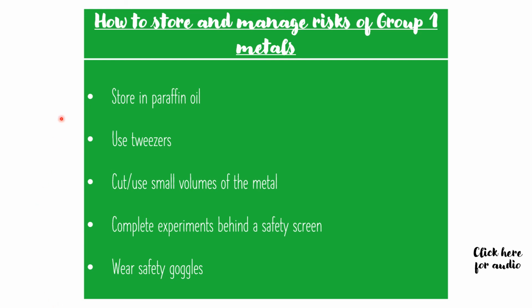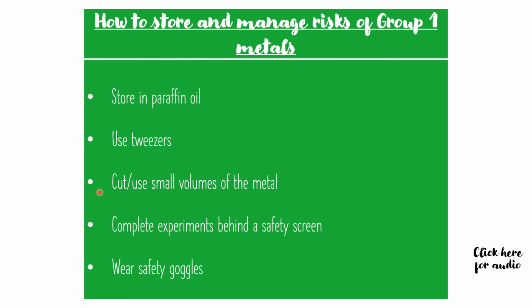What you're looking at here is that the metals react in air. So we store them in paraffin oil, so no water or air can react with them. Use tweezers when you're working with them. Don't use your hands. They'll react with the moisture on your hands and they will burn. So we use tweezers. The third thing is we cut or use small volumes of the metal.